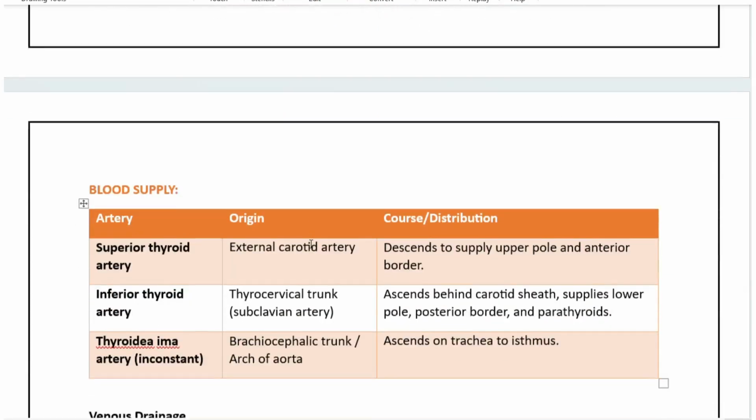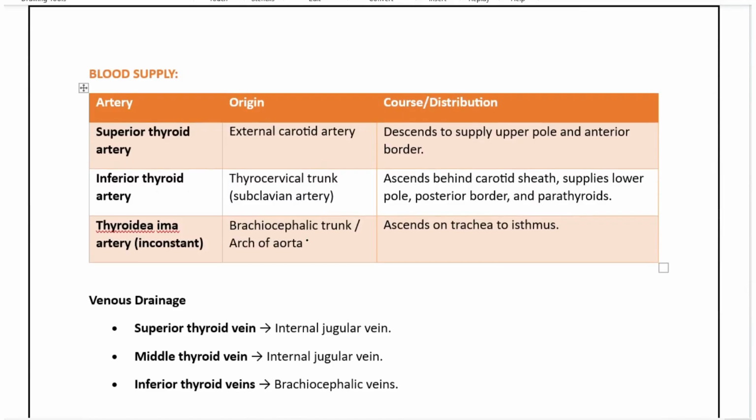Okay, one diagram labeling everything. Let's move on to blood supply. Superior thyroid artery is a branch of the external carotid artery which descends to supply the upper pole and anterior border of the gland. Inferior thyroid artery is a branch of the thyrocervical trunk of the subclavian artery. It ascends behind the carotid sheath, supplies the lower and posterior border of the thyroid gland and also the parathyroid glands. Then we have thyroid ima artery or the middle thyroid artery.